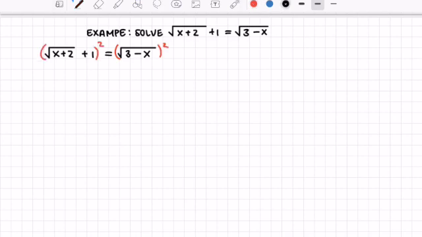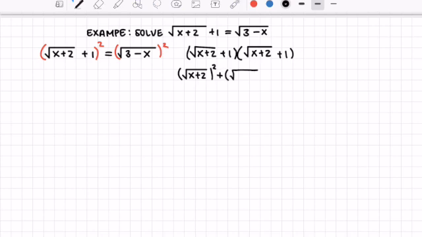When I square both sides, I'm left with x plus 2 plus 1 times the square root of x plus 2 plus 1. That equals x plus 2 squared plus the square root of x plus 2. Then that multiplies with this, and the 1 times the square root of x plus 2 is just the square root of x plus 2. And 1 times 1 gives you just 1.